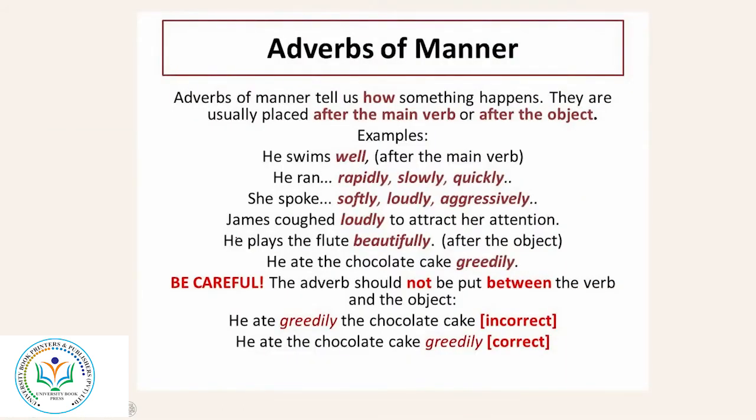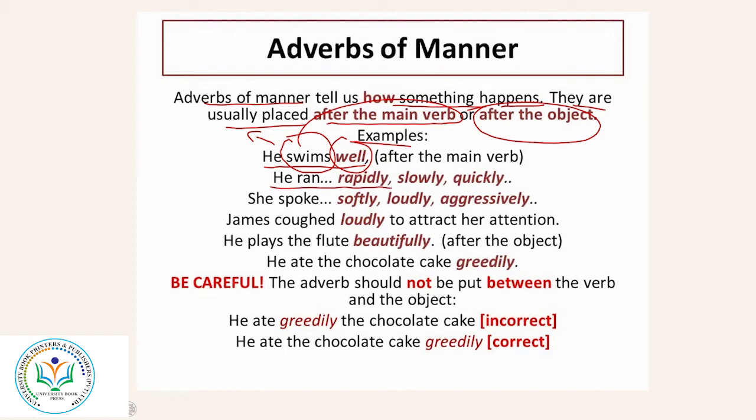First, let's discuss the adverb of manner. Adverbs of manner tell us how something happens. They are usually placed after the main verb or after the object. Examples हैं, he swims well. अब काम कैसे हो रहा है? स्विमिंग कैसे करता है वो? Well, बहुत अच्छी. आपका main verb क्या है? Swim है. अगर इसमें object नहीं है तो it's okay, you can end with it.